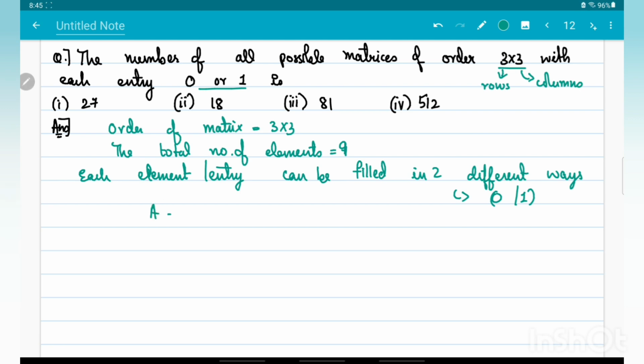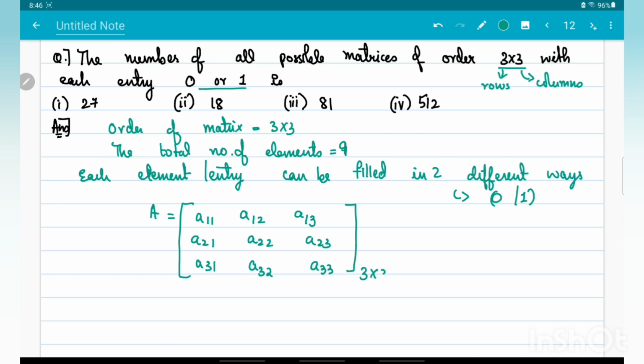So this is your matrix of order 3 by 3. This is the first element, a12. Why am I writing a12? Because this element belongs to the first row and second column. a13, because first row, third column. Similarly a21, second row, first column. a22, second row, second column. a23, second row, third column. Always remember, first comes the row, then comes the column. Then a31, that is third row, first column. Then a32, third row, second column, and a33, that is third row, third column, and this is of order 3 by 3.